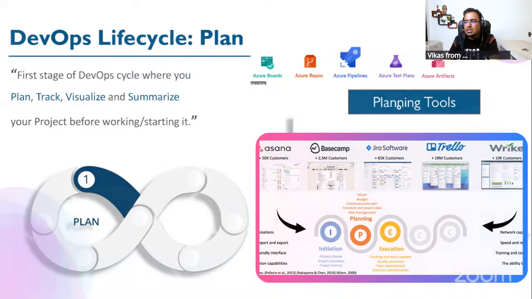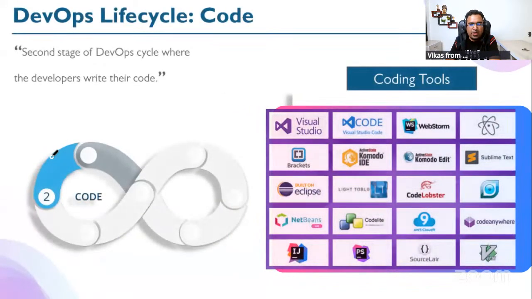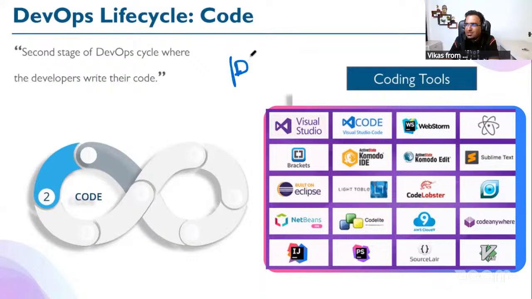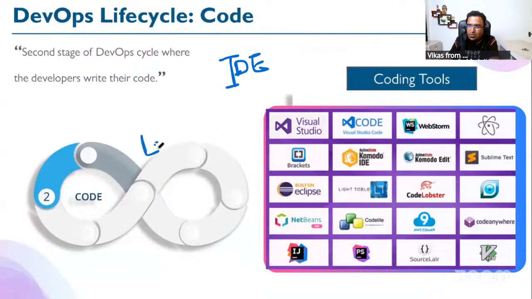Okay, second, there is a coding phase. Let us assume you are a developer and you are writing code. Which coding tool are you using? Visual Studio. There are so many coding tools, so many IDEs. Out of these many IDEs, Visual Studio Code, WebStorm, Eclipse, if you are a developer, then according to the language you will use the particular tool, correct?